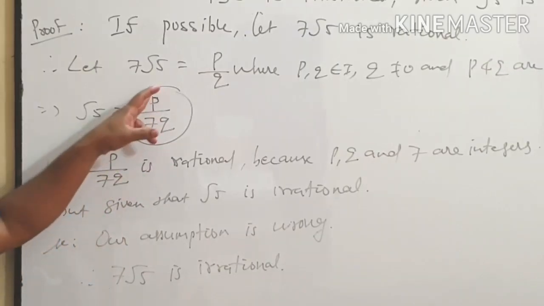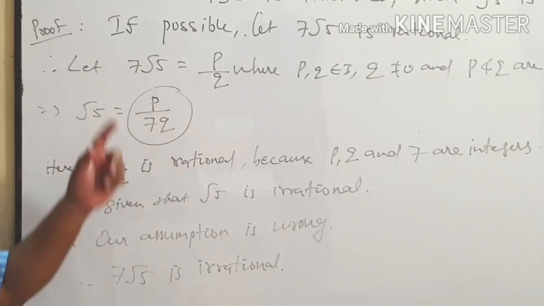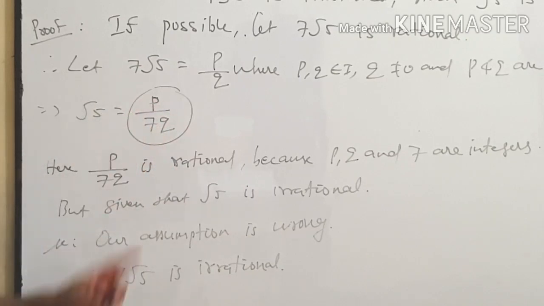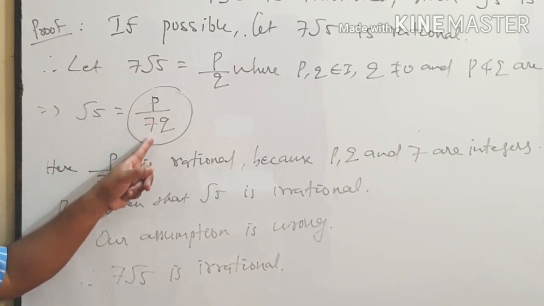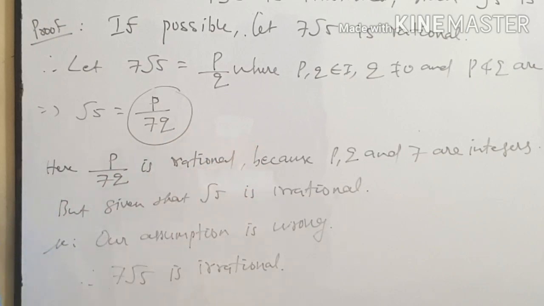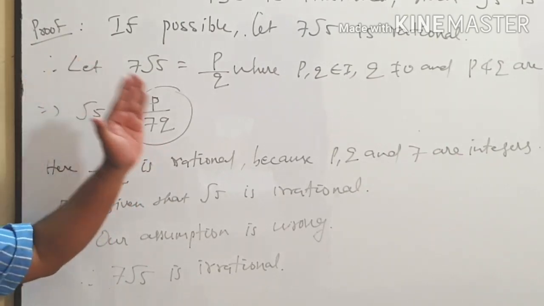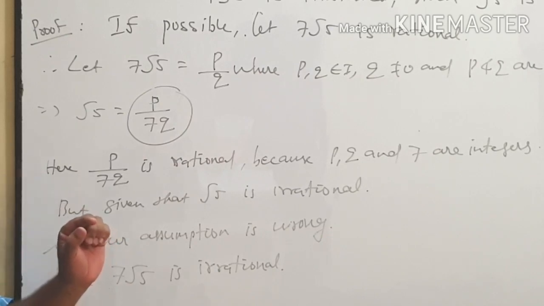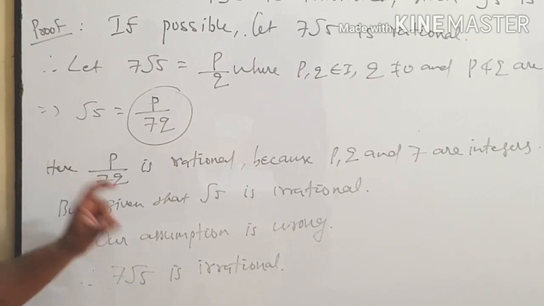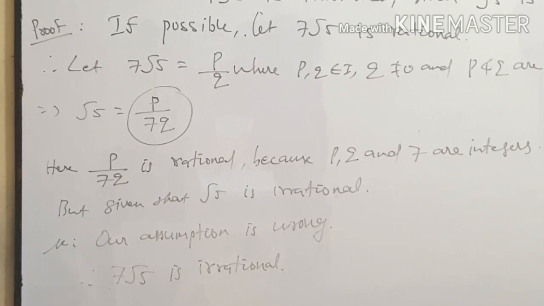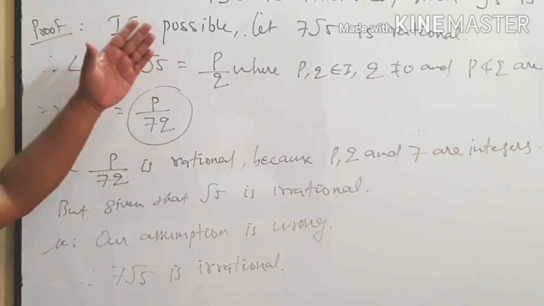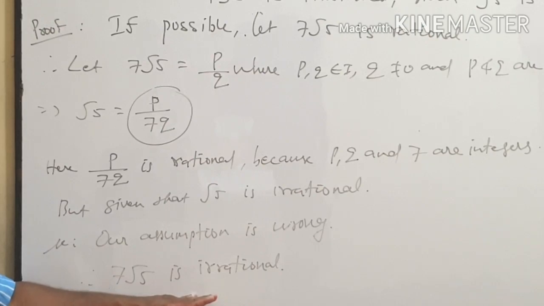Now look at this part, p by 7q. This is rational because p, q and 7 are integers. So p by 7q is rational. But root 5 is irrational, that is given. This is a contradiction. LHS is irrational and RHS is rational. So this contradiction proves that our assumption is wrong. Hence, we accept that 7 root 5 is not rational and it is irrational.